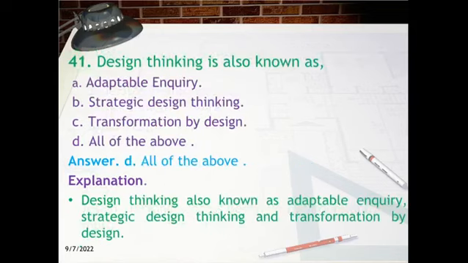41. Design thinking is also known as: A. Adaptable inquiry, B. Strategic design thinking, C. Transformation by design, D. All of the above. Answer: D. All of the above. Explanation: design thinking is also known as adaptable inquiry, strategic design thinking, and transformation by design.